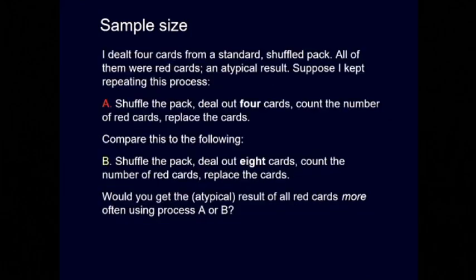So, to illustrate that, suppose I did this. I've got an ordinary pack of cards, and I do 2 different processes. In the first process, I shuffle the pack and then deal out 4. Now, in the pack, there are equal numbers of red and black cards. When I deal out 4, am I always going to get equal numbers of red and black? No. Sometimes I'm going to get 1 red one, sometimes 2, sometimes 3, sometimes 4 red ones. 2 red ones and 2 black ones is, if you like, a typical result. That's what's representative of the true proportion in the population.